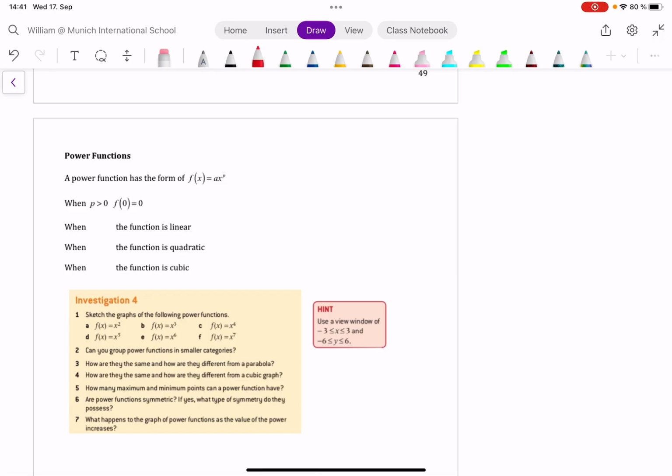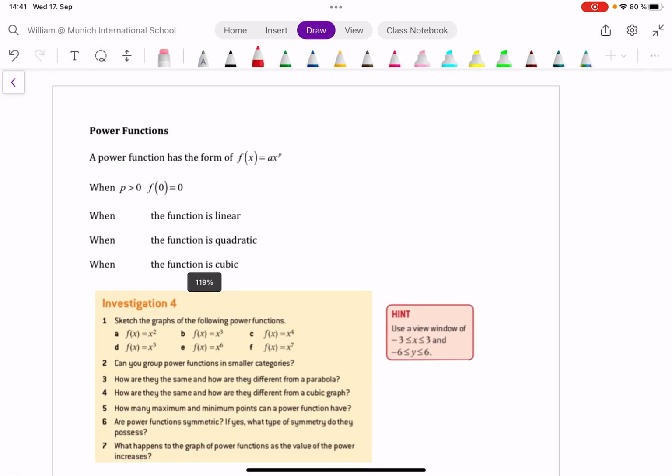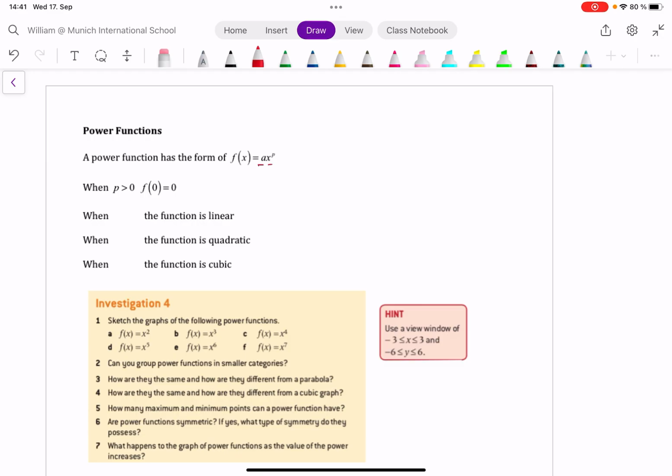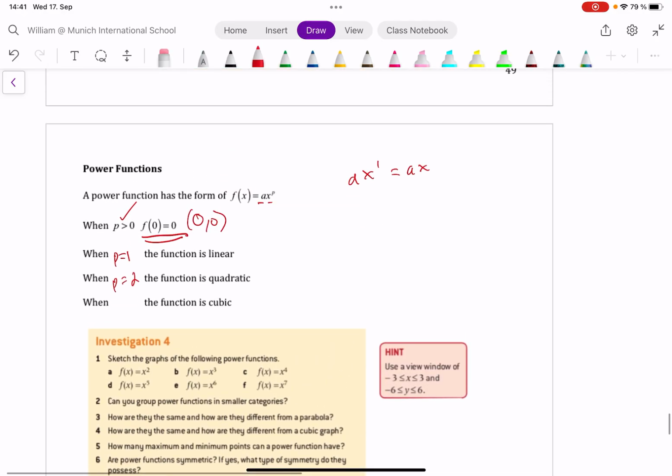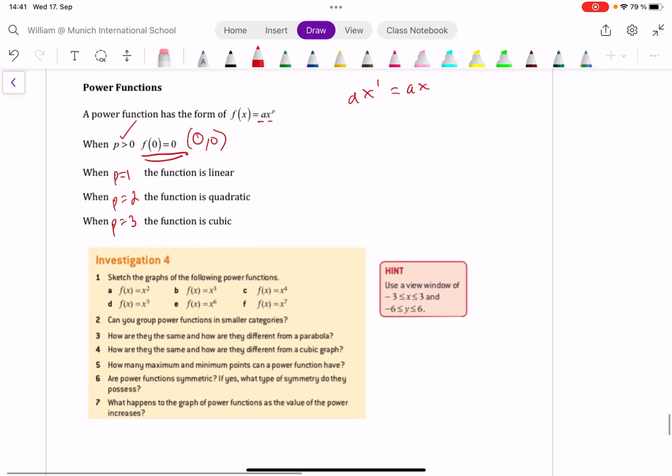What could be on the test are these things called power functions. Power functions are in the form a times x to the p, when p is bigger than 0, so p has to be a positive thing, and the function must start at 0, 0. The point 0, 0 must be part of the function. So when p equals 1, the function is linear, a times x to the first is just ax. That's a linear function. When p is equal to 2, that's an example of a quadratic. When p is 3, that's a cubic, the most basic quadratic and cubic functions that we can think of.